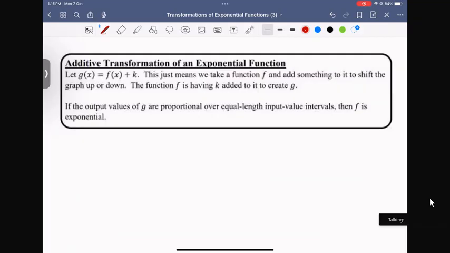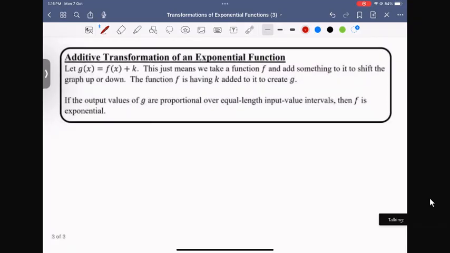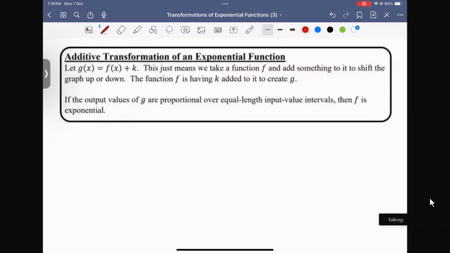If the output values of g are proportional over equal length input values, then f is an exponential function. So what we've seen is, if you add k to it, it's not going to be proportional. So if f was proportional and you add k to it, g won't be. If f was not proportional, but it was some exponential function, and you add k to it, and we find that g, well, this one's actually going backwards. This one's saying that if this is proportional, it's because f must have been an exponential function.